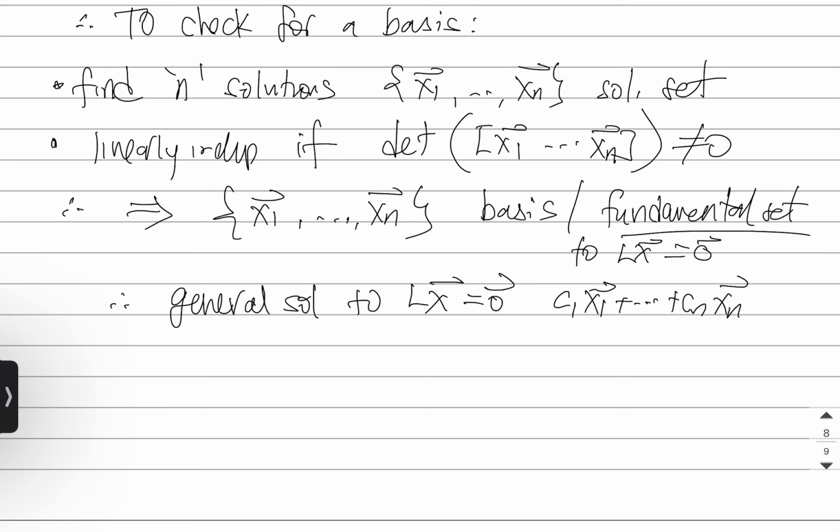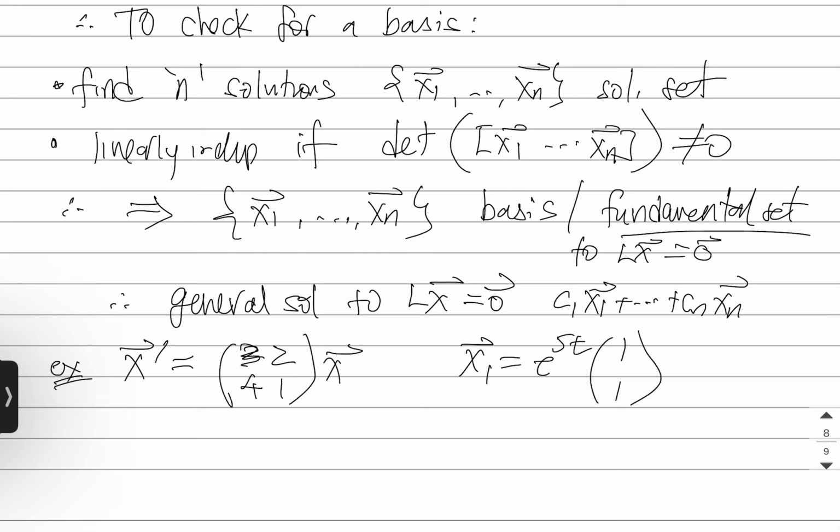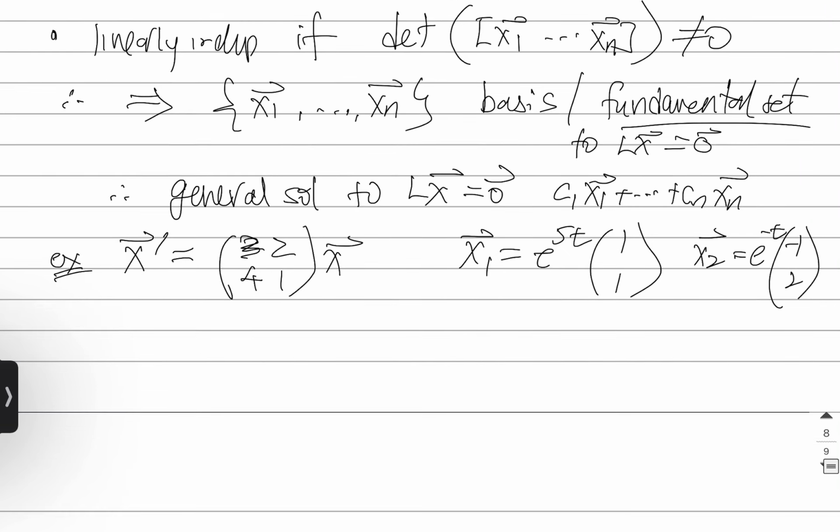Now, as our specific example here that we talked about a little bit earlier, we have this matrix 3, 2, 4, 1 times the vector x. We found that one solution was x1 equals e to the 5t times 1, 1, and x2 was e to the minus t times negative 1, 2. Okay. Is this thing, x1, x2, a fundamental set?